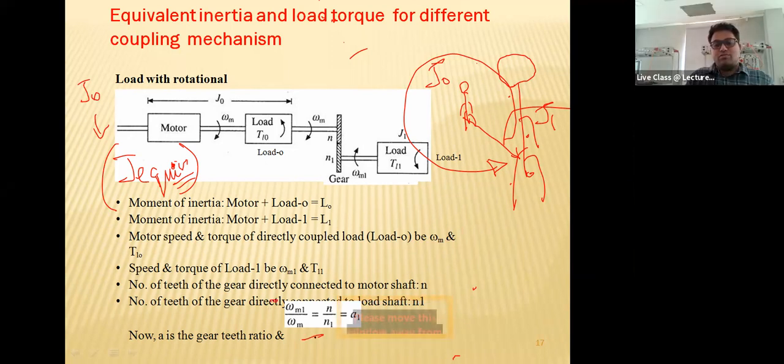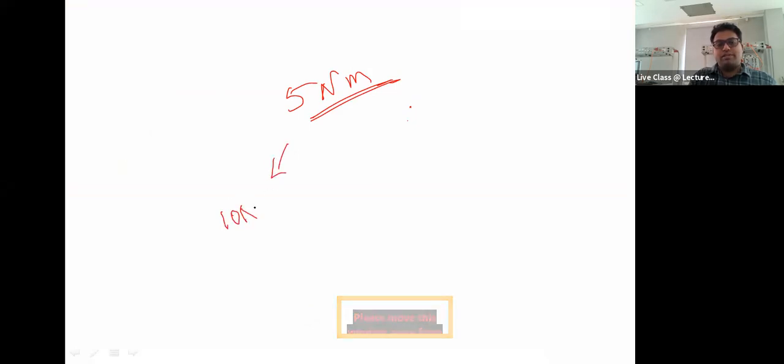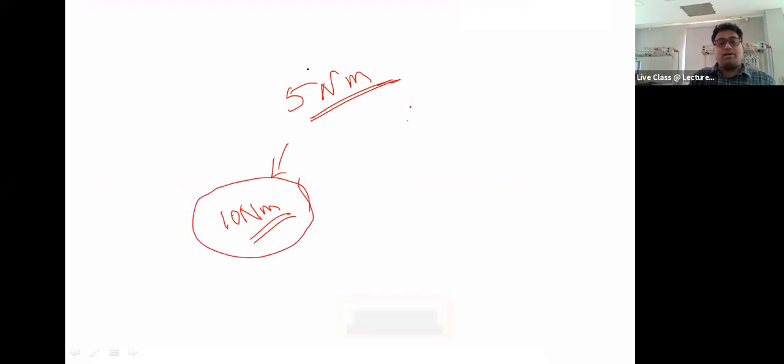And what about load torque? You understand its necessity, but if you are not meeting up with the load torque, then there will be two cases. Let me go to this. If say 5 Newton meter of load torque is required, and you are employing a motor with 10 Newton meter, don't you think the cost of this motor will be way higher than for a 5 Newton meter torque?